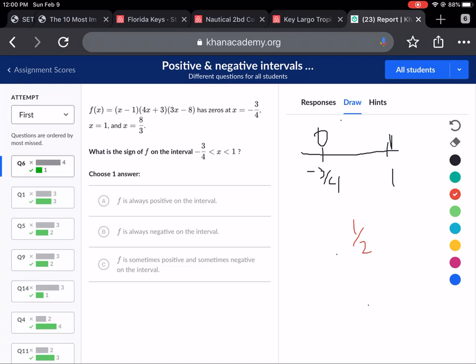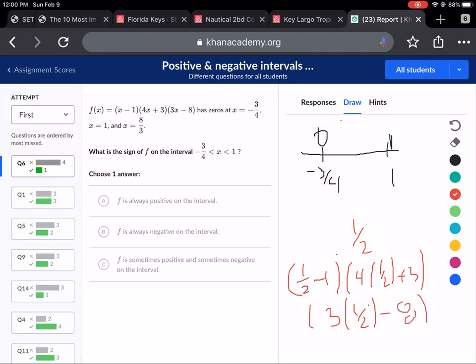So I put 1/2 in. It's going to be 1/2 minus 1, times 4 times 1/2 plus 3, times 3 times 1/2 minus 8. And here's what's neat. I don't really care what the numbers are. I just want to know the signs of each one of these. So 1/2 minus 1, that's going to be a negative sign. Cool. 4 times 1/2 is 2, plus 3, that's going to be positive.